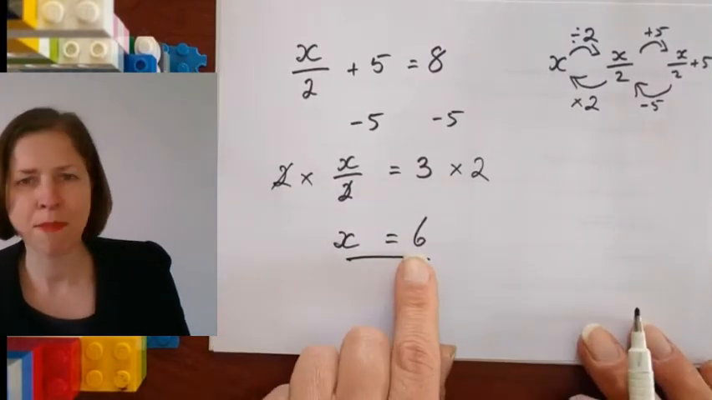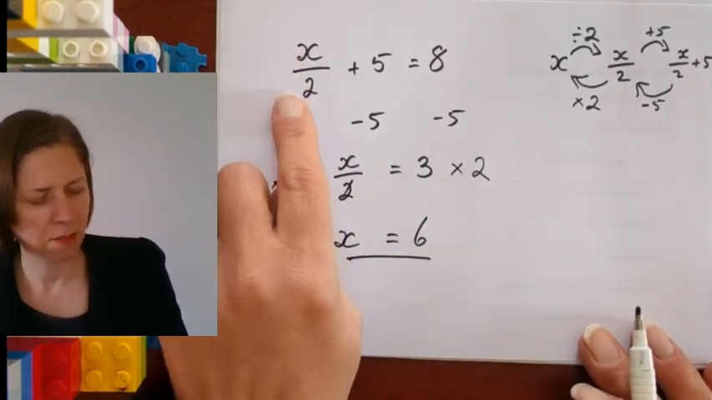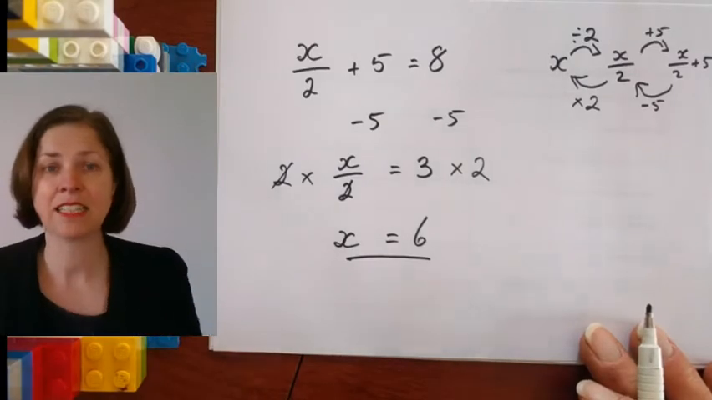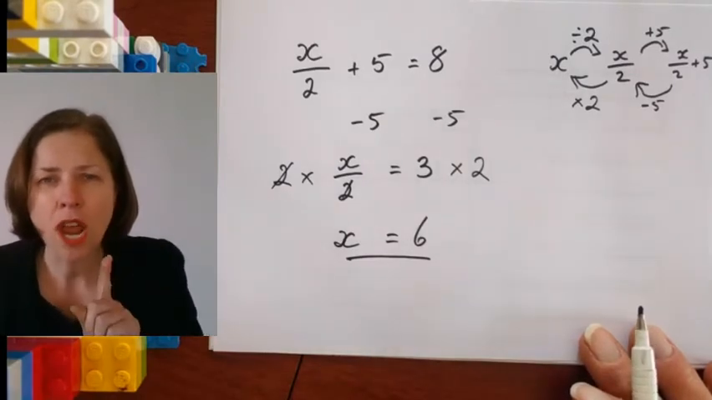Let's just check it mentally. 6 divided by 2 is 3. Add 5 is 8. Yes, that's the answer I'm looking for. All right, one more example.